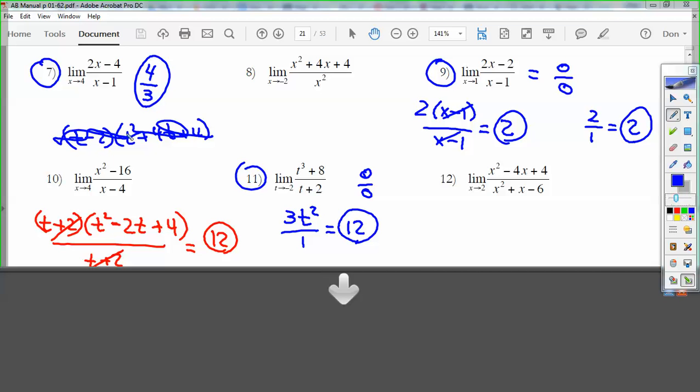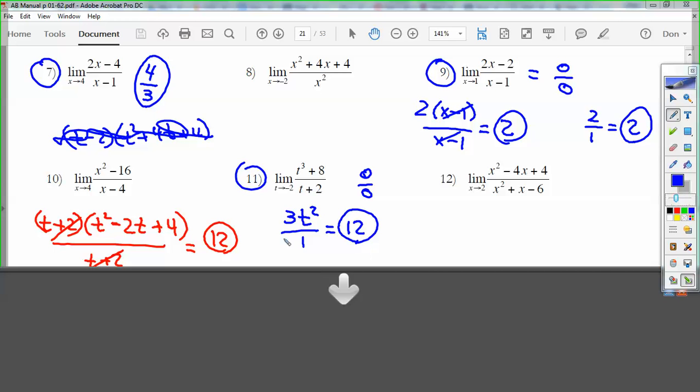If you remember it, fine. If you don't, fine. But with L'Hopital's rule, why bother, right? L'Hopital's rule is so much easier there anyway. But if you do factor out a t plus 2, they cancel, you get 12. L'Hopital's rule would say 3t squared over 1, plug in your negative 2, you get 12. Okay? So anyway, there's another example. And then what about the last one?